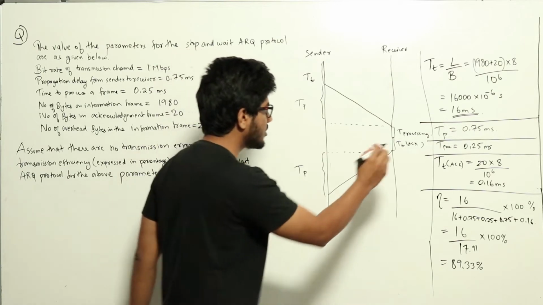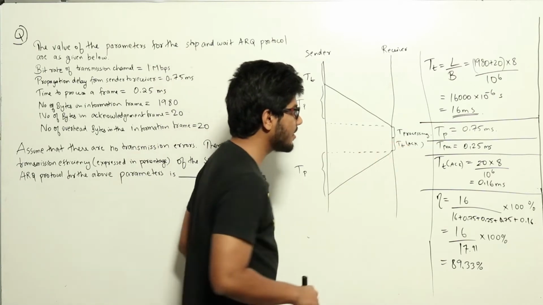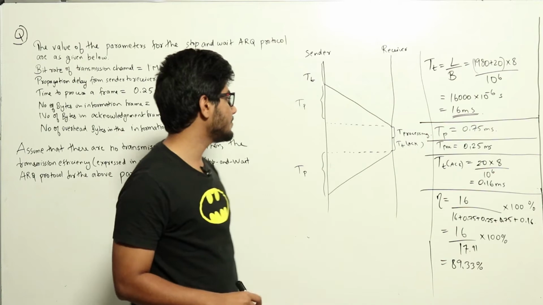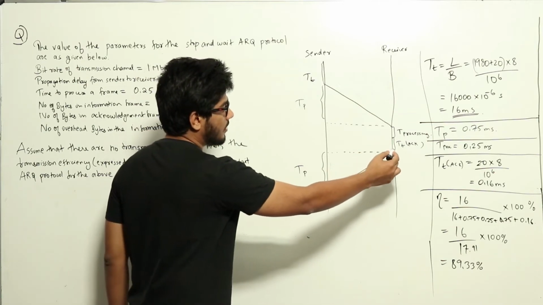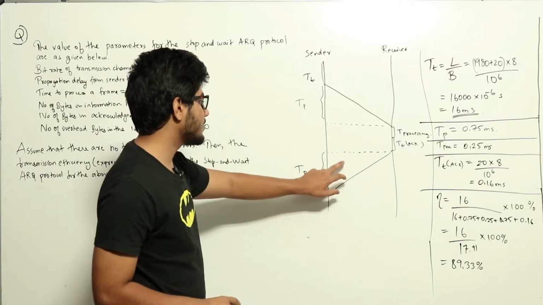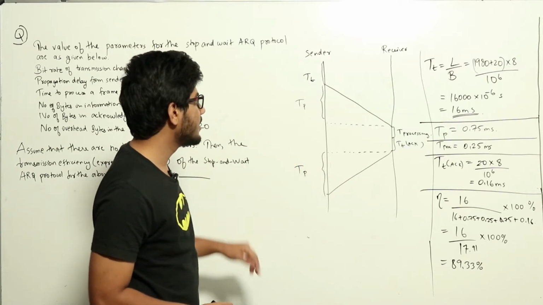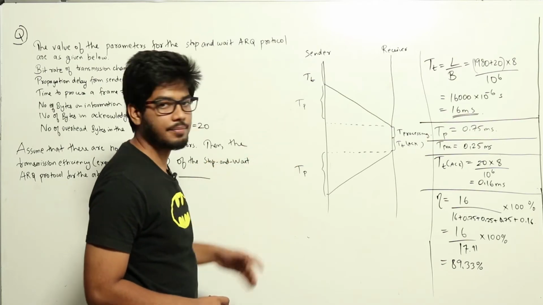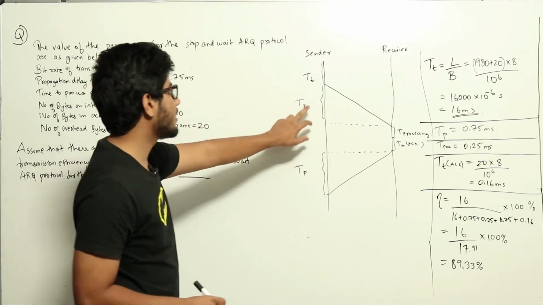So the acknowledgement frame will also have a transmission time, which is given as T transmission for ARQ, and the acknowledgement will also have to come back to the sender. So a propagation delay will be added there as well. This is the same. The time to travel through the channel is the same. Okay, so now we'll calculate this.